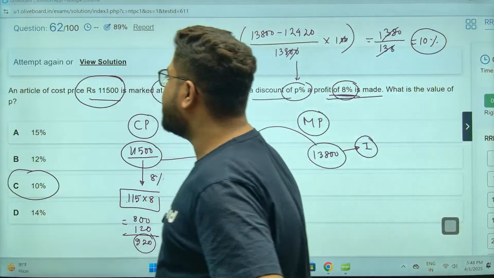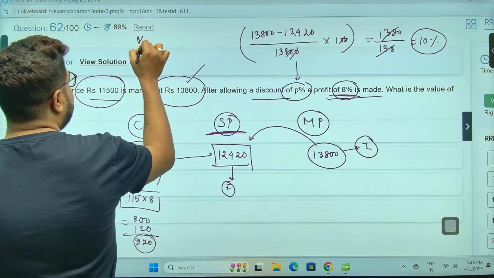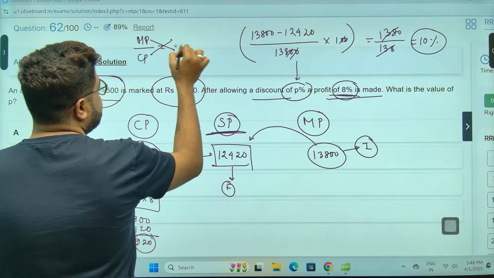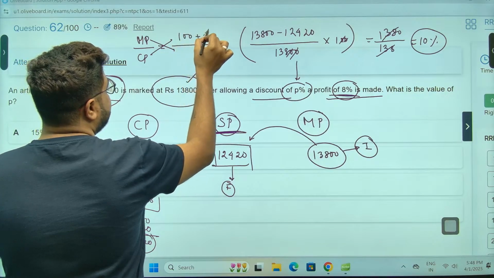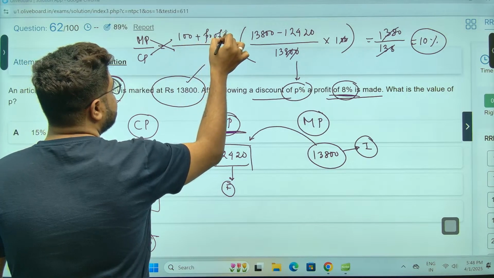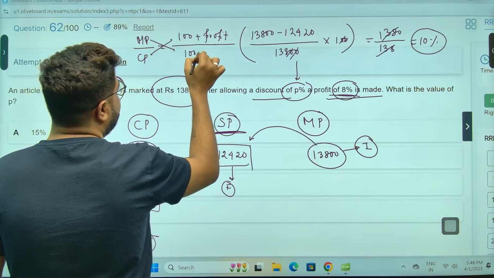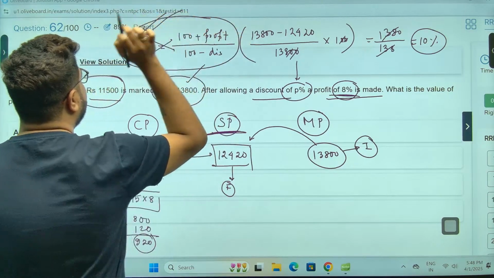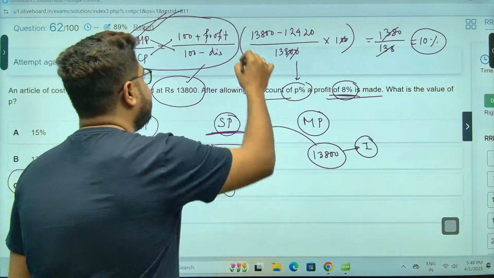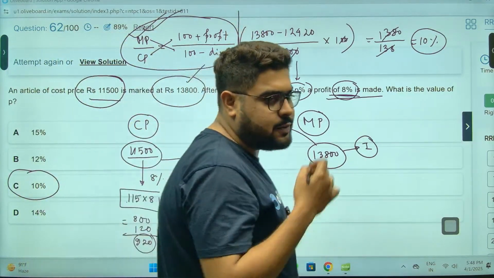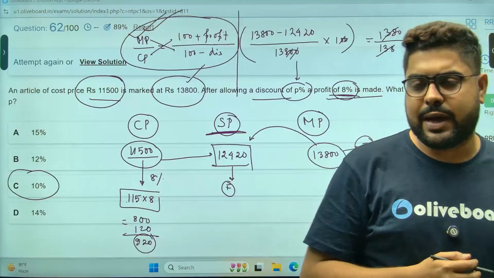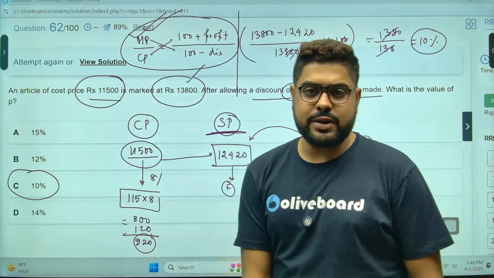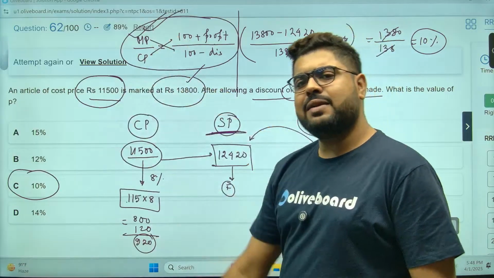And there is one formula. Remember, MP by CP, MP cross, CP cross: 100 plus profit percentage by 100 minus discount. This is one formula directly, but again, I'm not a big fan of this. When I was a preparation aspirant like you guys, when I was doing my preparation, I never ventured into these shortcuts. For one question, I'll remember a formula.